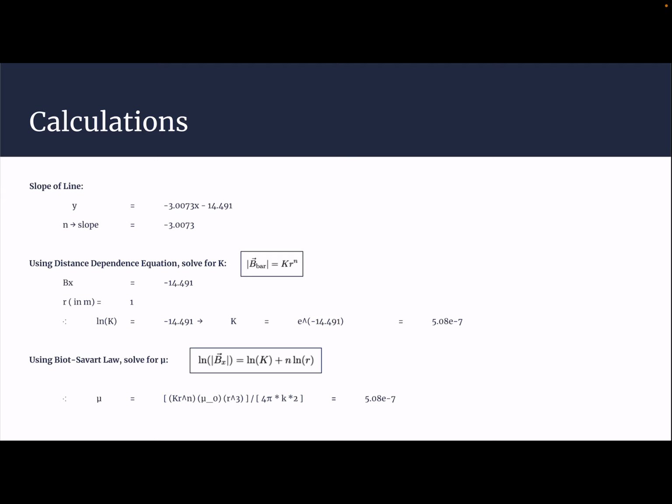Once we know the value of k, we can rearrange the following equation to solve for the magnetic dipole moment mu. In this case, mu equals 2.5445 amps meters squared. In these calculations, we use the distance dependent equation and the Biot-Savart law equation as shown in this slide. Now, we're going to transition and talk about our computation model and code.